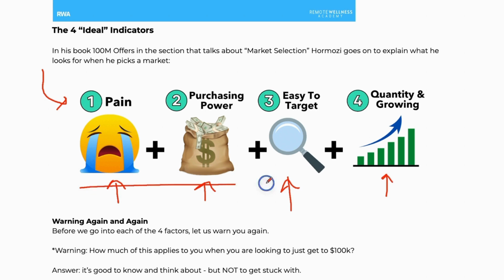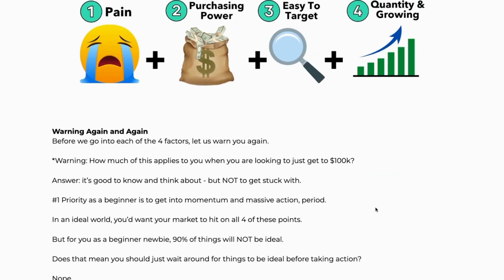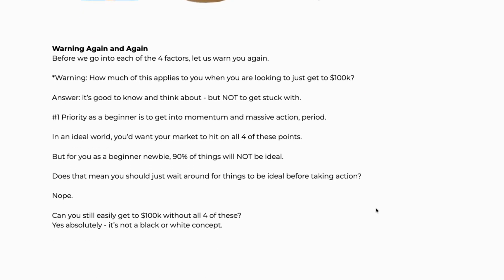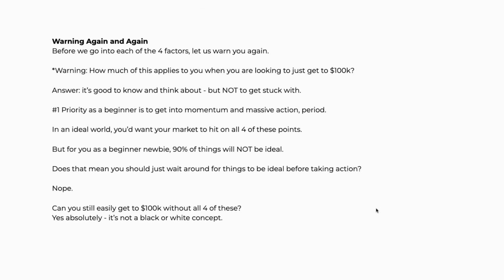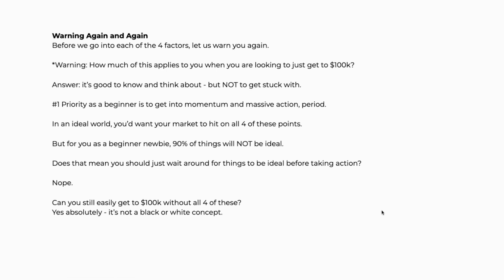Now, before I explain each of these four and how you can use them as benchmarks to pick a market and the people that you're going to go after, I want to remind you of the warning again and again. Mr. or Mrs. Student who is listening to me right now, my question to you, my friend, is how much of what we are about to talk about applies if you're just trying to get to $100,000 a year? The answer is, it's good to know, but you don't want to get stuck with this, okay? Remember, your number one priority as a beginner is to get into momentum and take massive action, period.